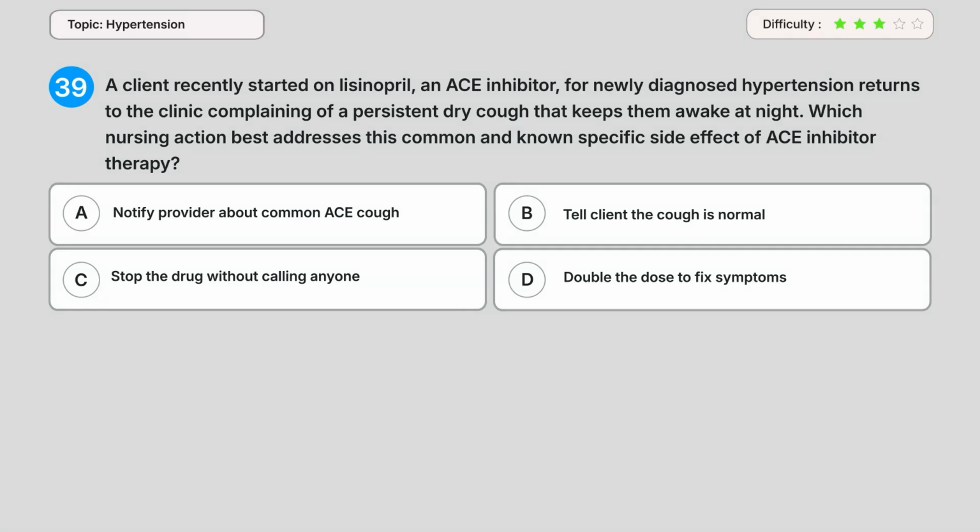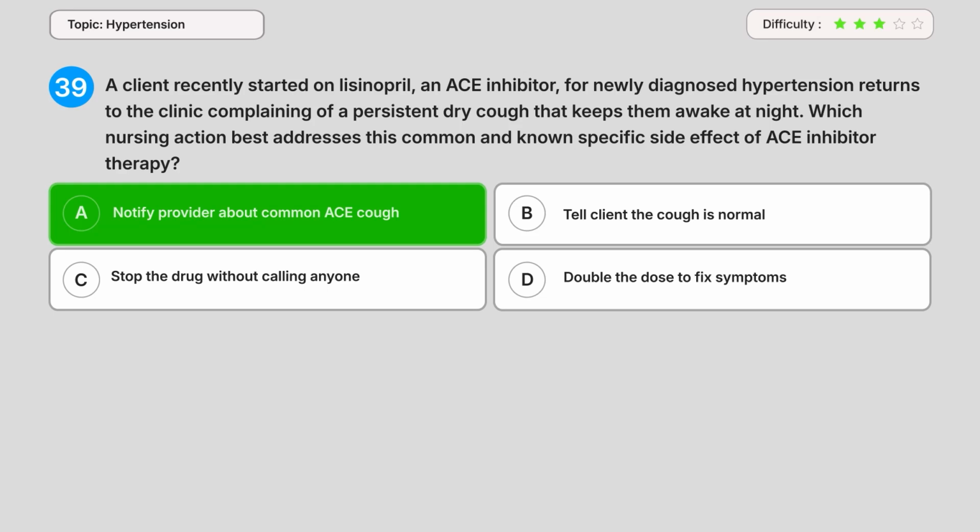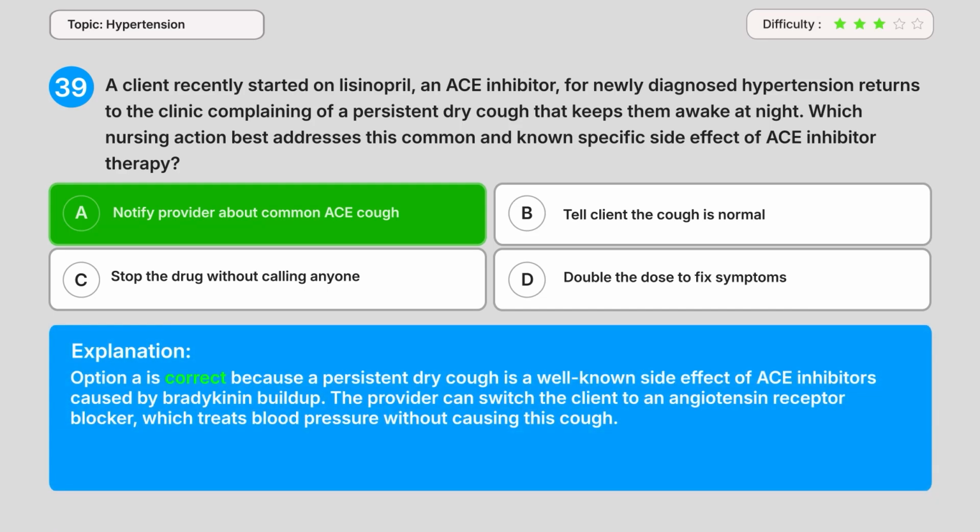Correct answer: A. Notify provider about common ACE cough. Explanation: Option A is correct because a persistent dry cough is a well-known side effect of ACE inhibitors caused by bradykinin buildup. The provider can switch the client to an angiotensin receptor blocker, which treats blood pressure without causing this cough.